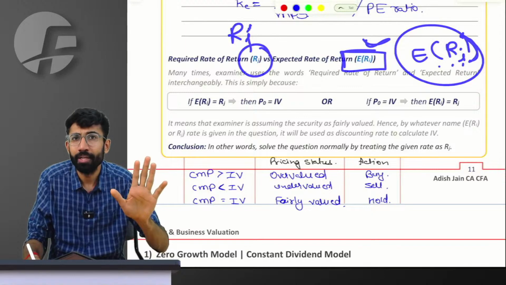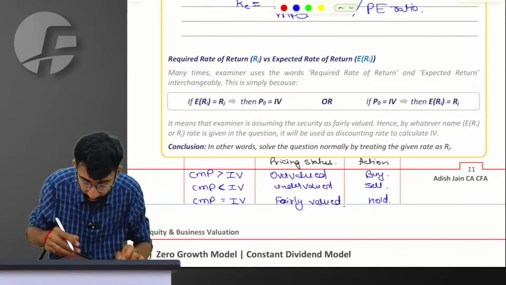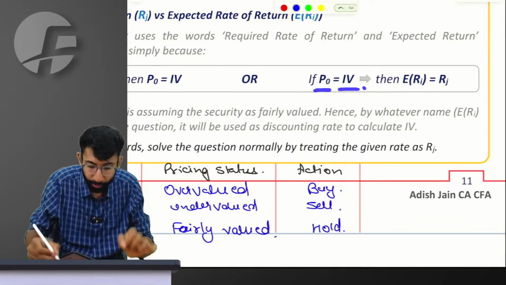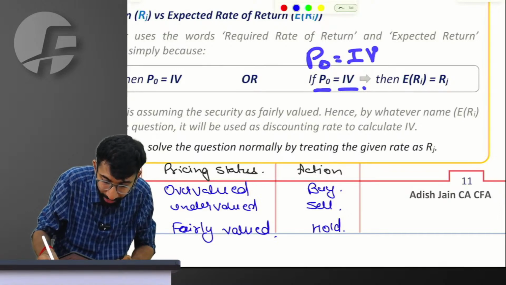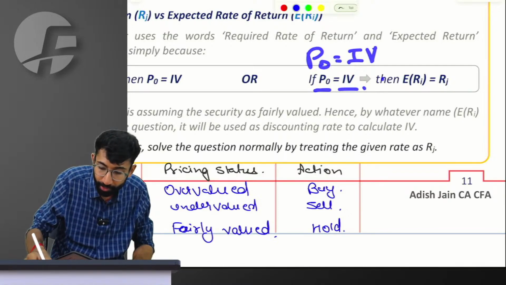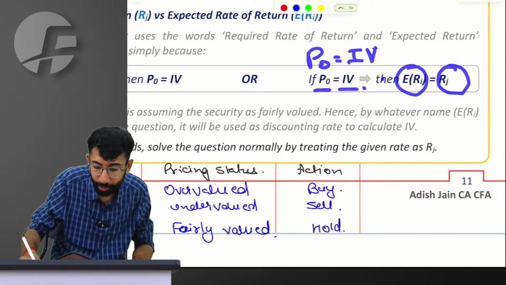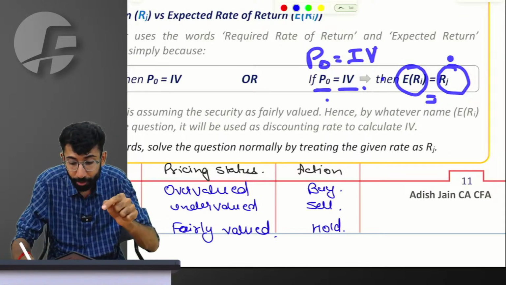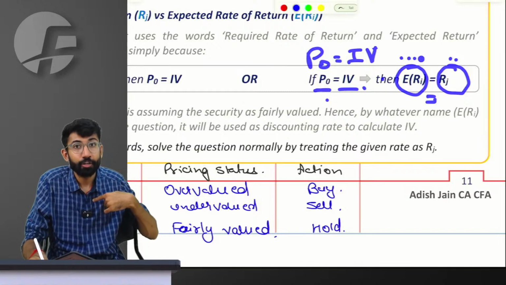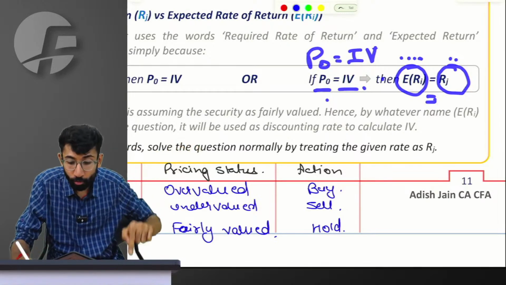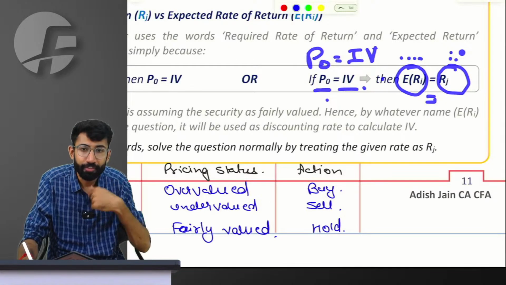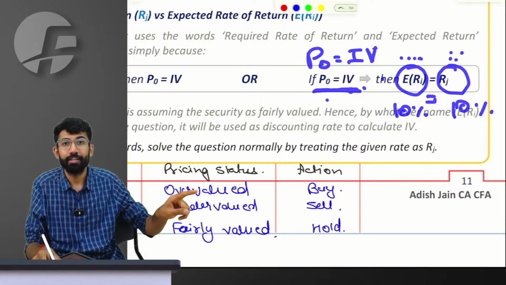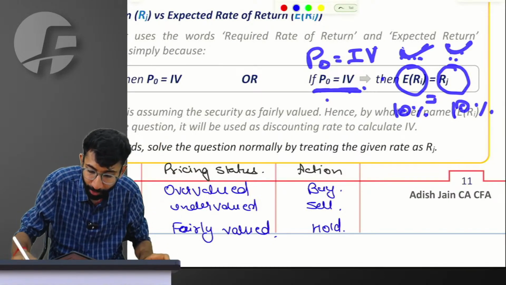However, I'm not explaining the logic directly. The conclusion I want to share is that if my share is fairly valued, which means if my P0 is equal to IV0, then expected rate of return and required rate of return are the same. Which means if my share is fairly valued, I will be able to earn how much I require to earn. If I require to earn 10%, I will be able to earn 10% only if the share is fairly valued in the market. If I buy that share, I will be able to earn how much I require to earn.